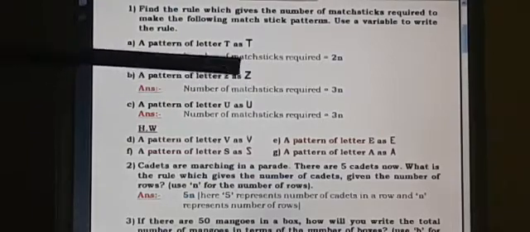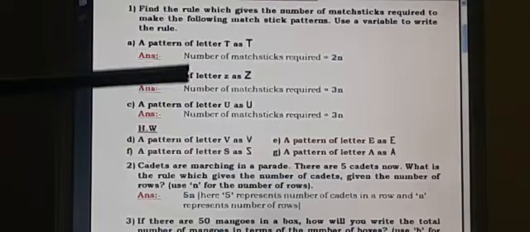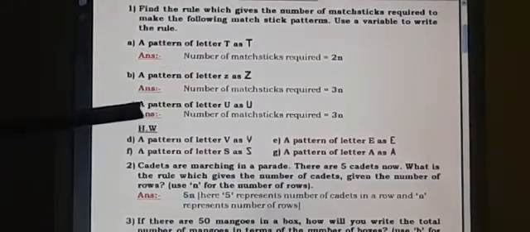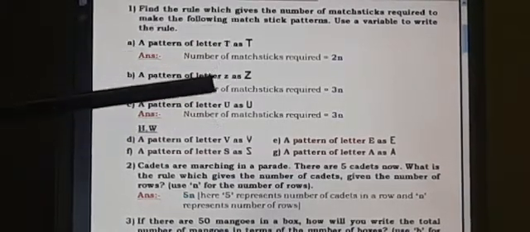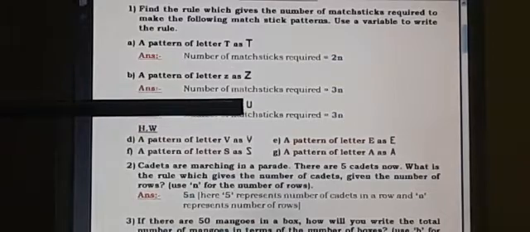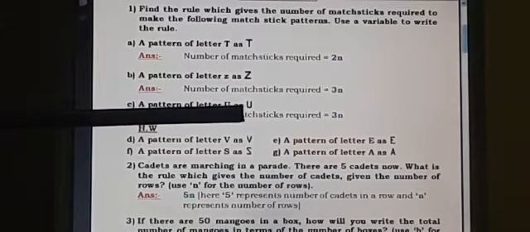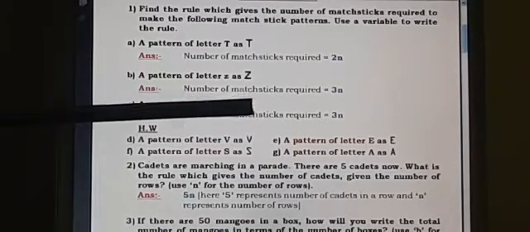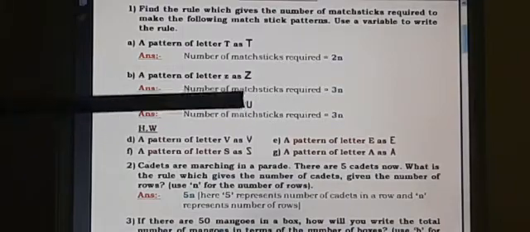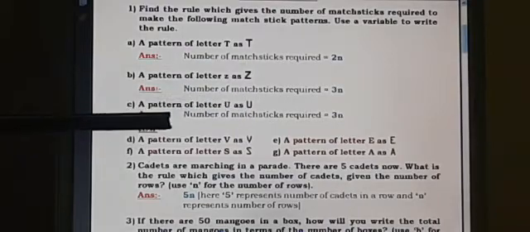3 matchsticks are needed for one Z. Like that, how many Z's can we make? So the answer is 3n. Next, a pattern of the letter U. See, U has this straight line 1, this sleeping line 1, and again this straight line. Here also totally 3 matchsticks we need. So that answer will be 3n.